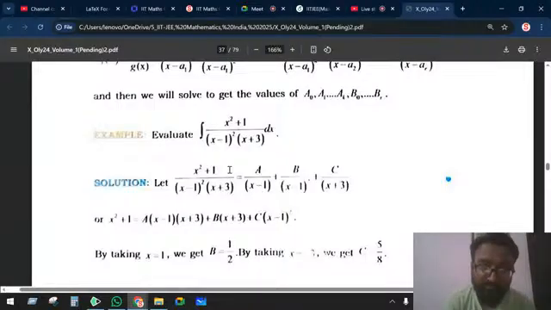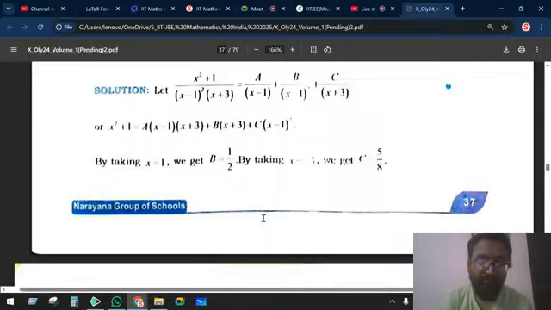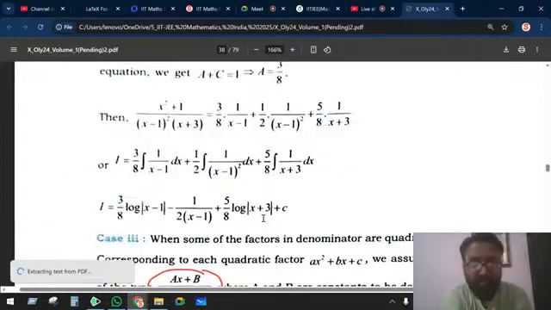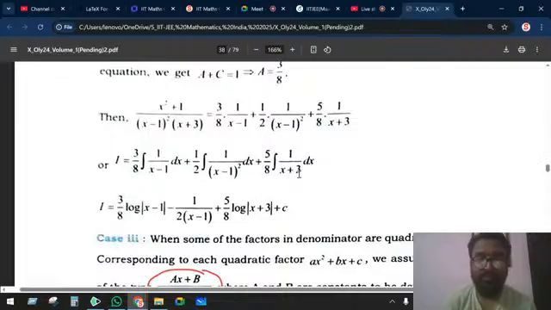Now take the LCM and compare the numerator: x square plus 1 equals a into (x minus 1) into (x plus 3), plus b into (x plus 3), plus c into (x minus 1) whole square. Then we get the values of a, b, c and substitute them. So this is a partial fraction. Then the integral is 3 by 8 integral 1 by x minus 1, plus 1 by 2 integral 1 by (x minus 1) whole square, plus 5 by 8 integral 1 by x plus 3.